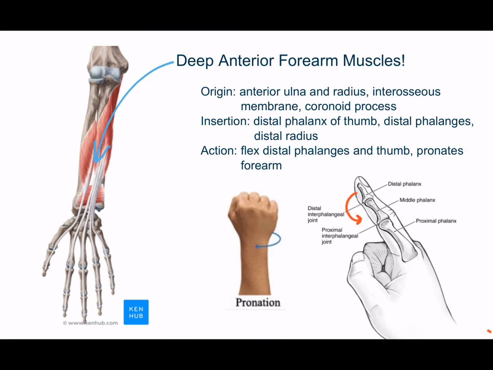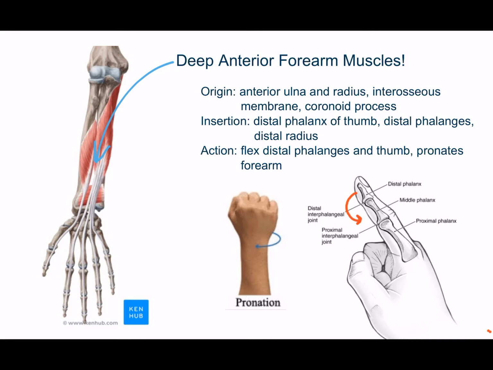So your deep muscles, there's only a couple of them, and they're super deep. You can't see them on the model that we had, so I had to go find a picture. They're going to originate at the anterior ulna and the radius, the interosseous membrane, and the coronoid process. The interosseous membrane, I can't remember if I've talked about it before. It's the connective tissue membrane between two bones, so between the radius and ulna in this case. It's going to insert on the distal phalanx of the thumb, which is the furthest part of your thumb, the distal phalanges, the furthest part of your fingers, and the distal radius.